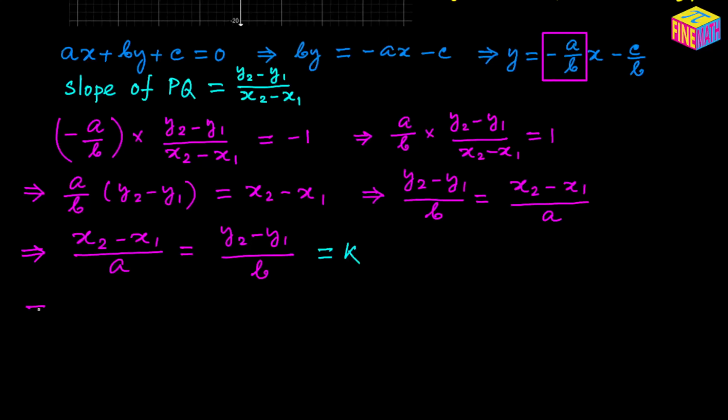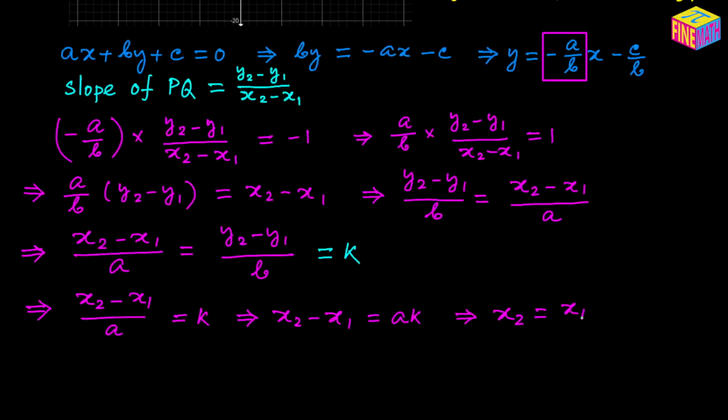So from here we can say, well, then (x₂ − x₁)/a is equal to k, and from here we can say x₂ − x₁ is equal to a times k, and from here we get x₂ is equal to x₁ + a·k.